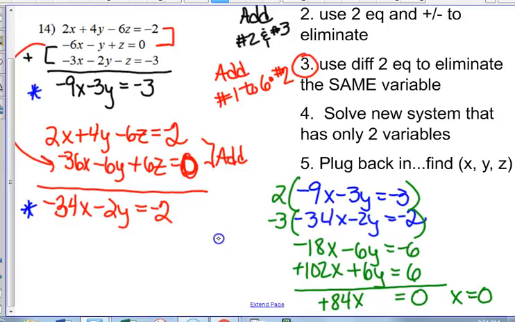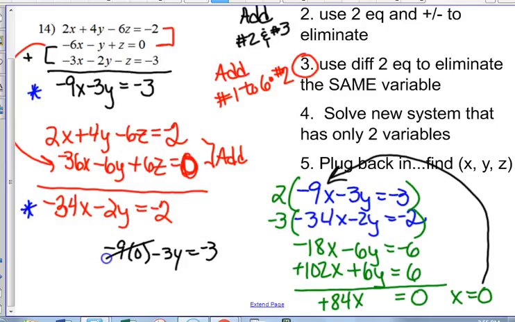Now, we're almost done. But where do we substitute that in? Can I pick any equation on the whole page? I want to put it in exactly what Bosman just said. I want to put it in where it only has 2 variables. Because if I put it in one that has 3, I still aren't going to know 2 of them. So, I think I'll put it right up here. So it'll say negative 9 times 0 minus 3y equals negative 3. This is 0. So I have negative 3y equals 3, which means y equals 1.